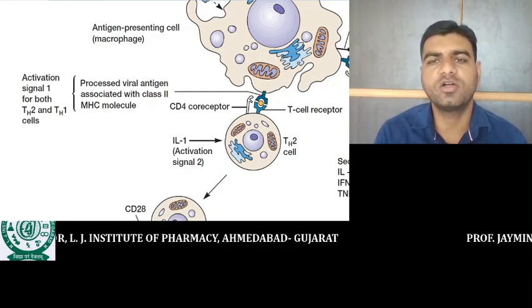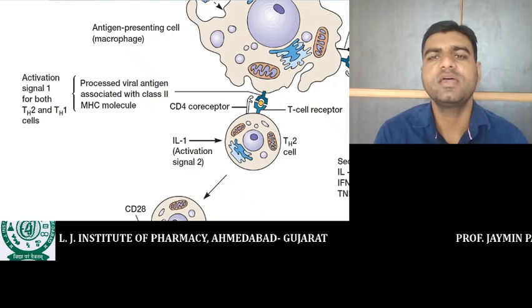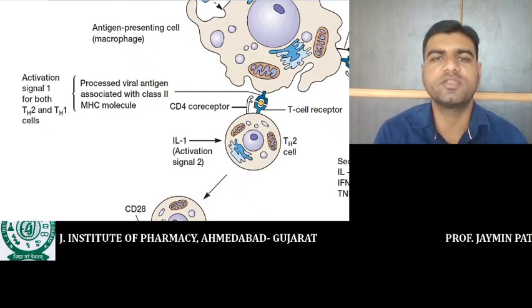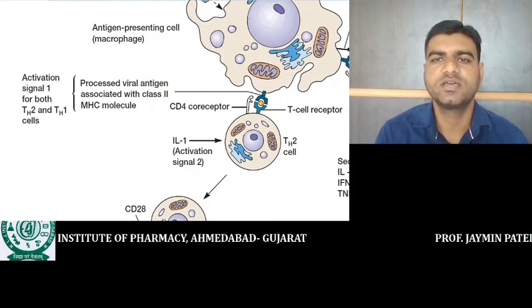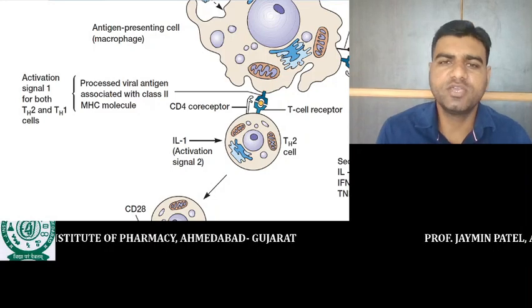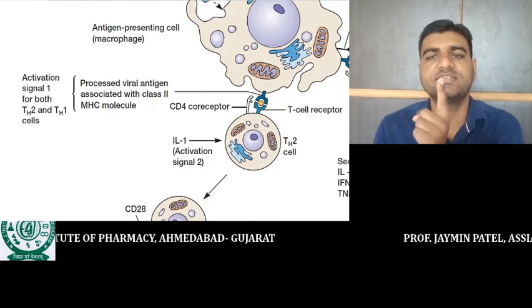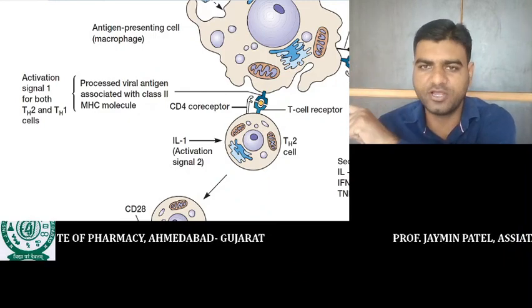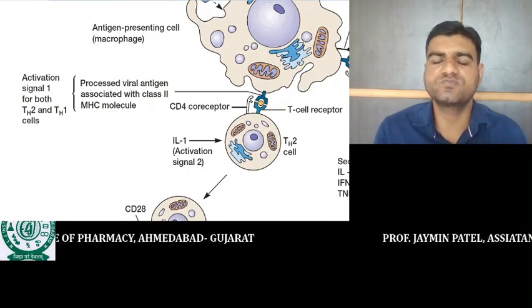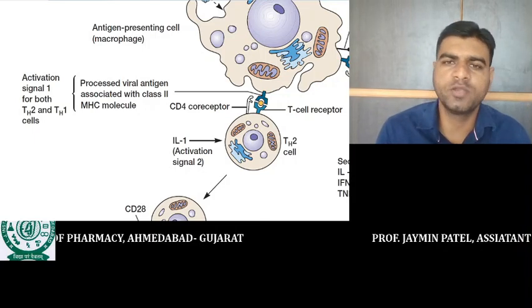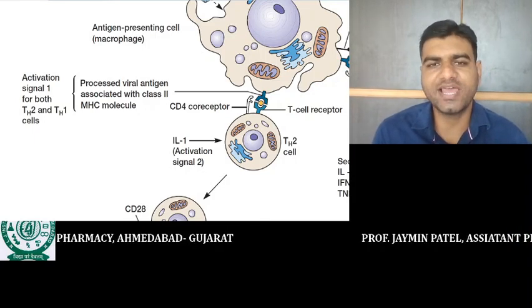Here we already discussed in cellular immunity that MHC class 2 is responsible for the activation of the Th cell, meaning the helper T cell. So here in humoral immunity, the Th2 cell is involved instead of the Th1 cell. Th1 cell is responsible for the activation of cellular immunity, and Th2 cell is responsible for the activation of humoral immunity. Now how is this Th2 cell activated?